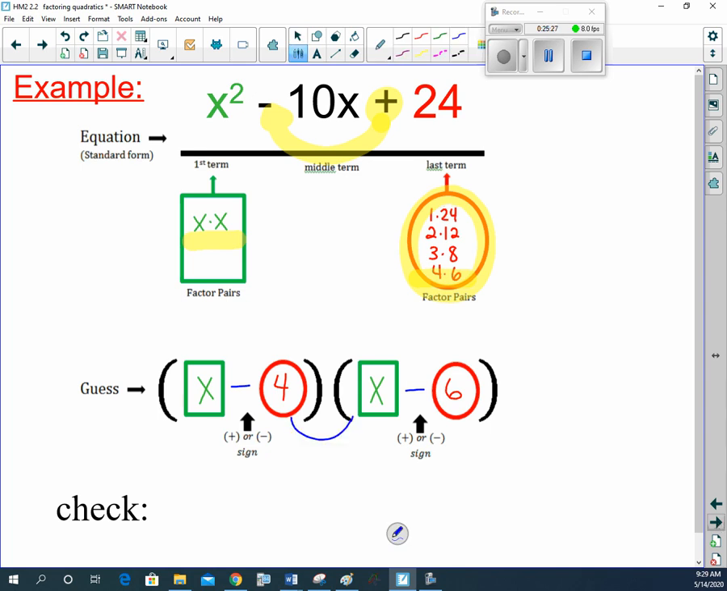Okay, let's do a quick check and see if we got it right. So here's a -4x, and then here's our x times -6. So -6x, add them together, -10x. Is that what we wanted in the middle? Yep, we're happy. So our answer is x minus 4 times x minus 6.